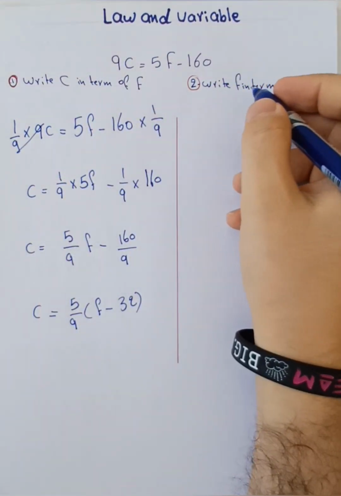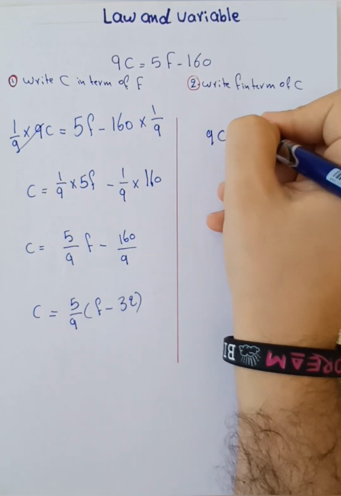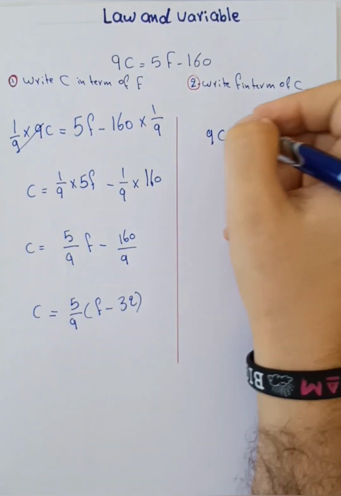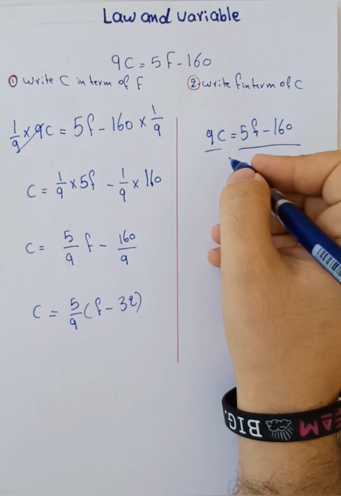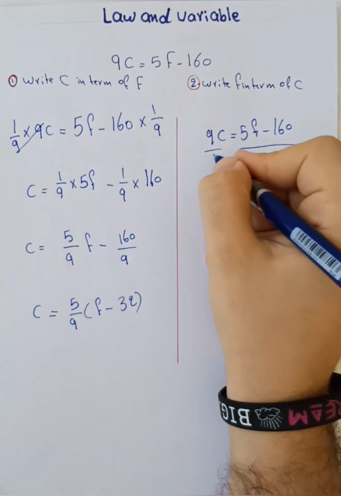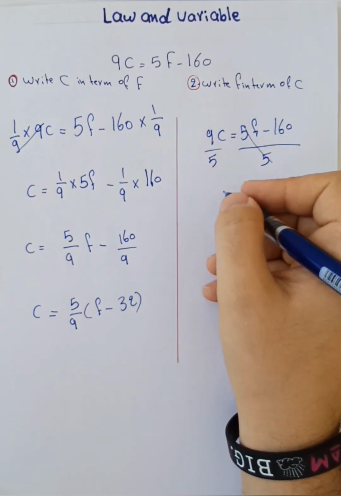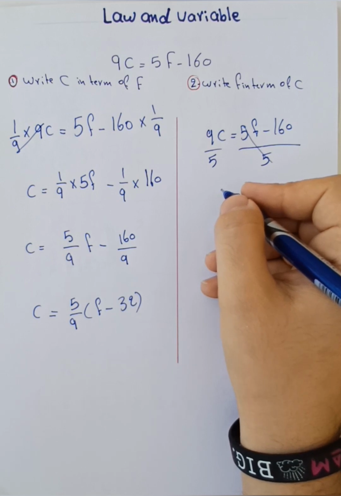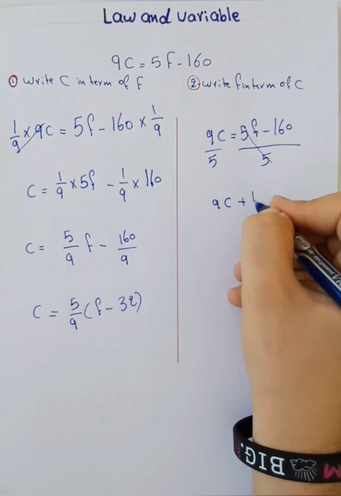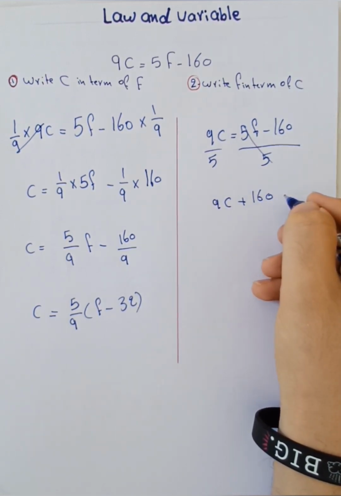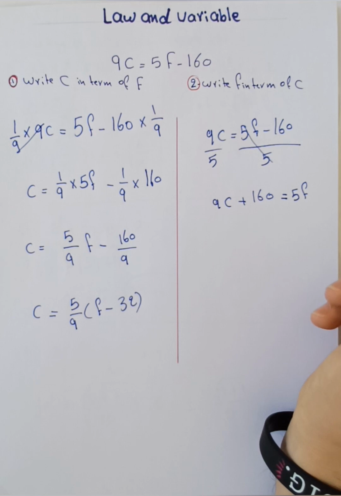And then the second part of this example, write f in terms of c. So we have 9c equal to 5f minus 160. First, we have to divide both sides by 5. These two 5s are reduced, and then we have 9c plus 160 equal to 5f.